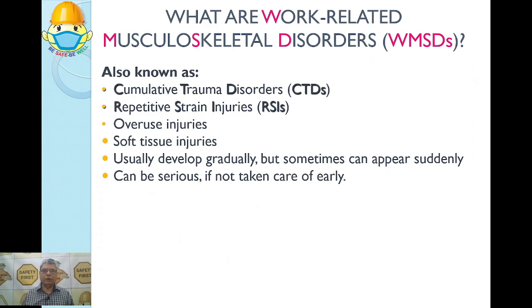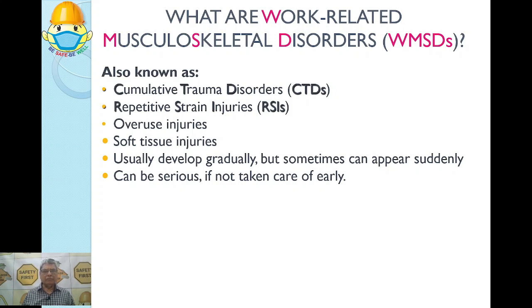Now, what are work-related musculoskeletal disorders or WMSDs? They are also known as cumulative trauma disorders, meaning there is trauma to a particular limb or muscle. So there is a traumatic experience, a lot of strain or stress put on it. So cumulative trauma disorders are called CTDs. Repetitive strain injuries mean that if a particular muscle or body part is repetitively used, there will be strain and strain injuries. They are called RSIs.